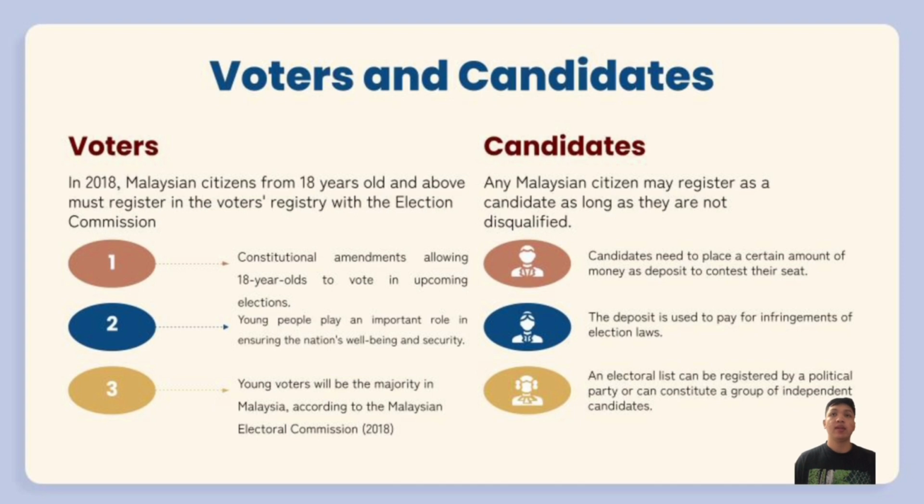We started with voters. In 2018, Malaysian citizens aged 18 years old and above can be registered as voters according to the Election Commission. The constitutional amendments allow 18-year-olds to vote in upcoming elections. On the bright side, we can see that young people play an important role in ensuring the nation's well-being and security. Also, according to the Election Commission in 2018, young voters will be the majority in Malaysia.